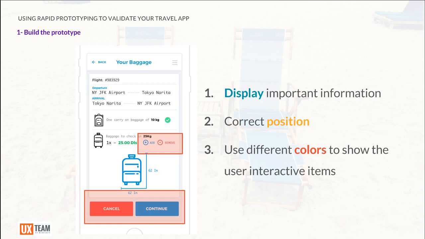The second example is the red color. The red color helps the user do the not-so-positive things, like removing things, for example the bags, or going back in the flow, like canceling what you are doing right now.